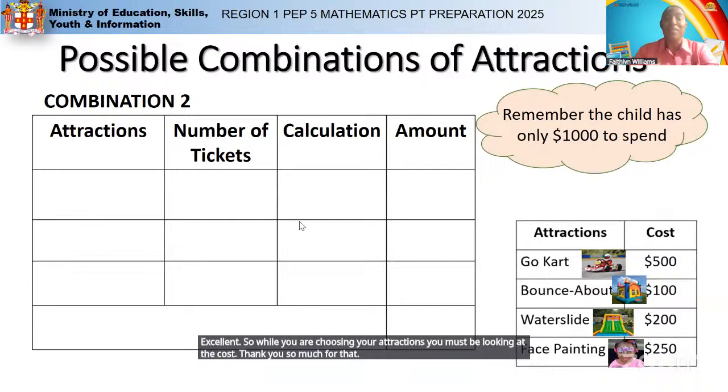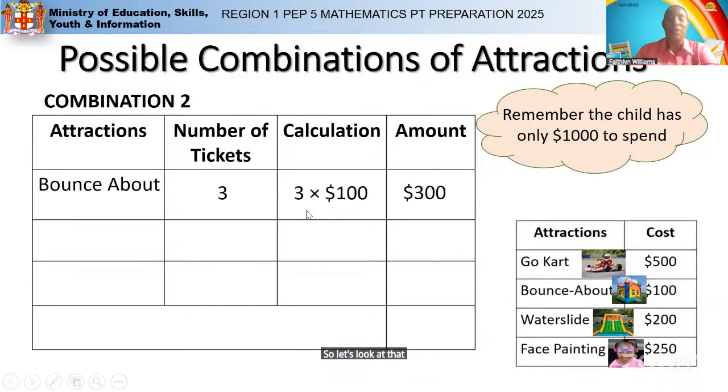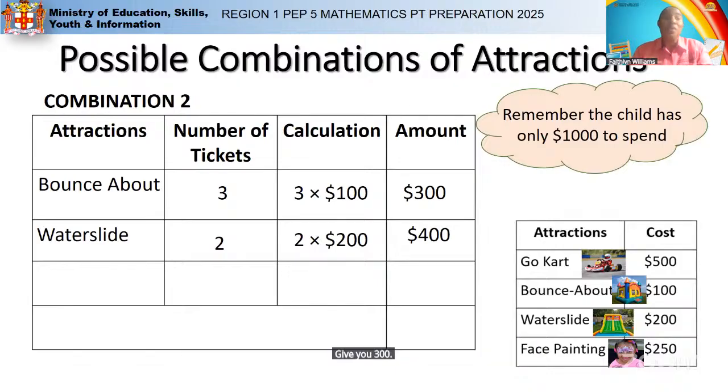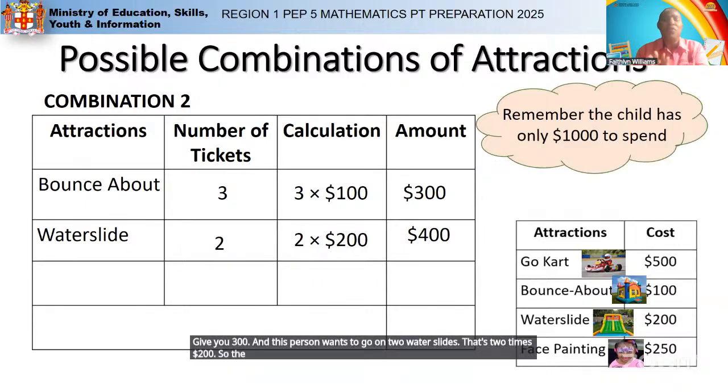So let's look at that second one that we came up with. Bounce about. You can go on the bounce about 3 times, but you must do your calculation, which is 3 times $100, giving you $300. And this person wants to go on 2 water slides. That's 2 times $200. So the unit cost there is $200 for one ride. So if it's 2 rides, it's going to be $200 multiplied by 2 to give us $400.